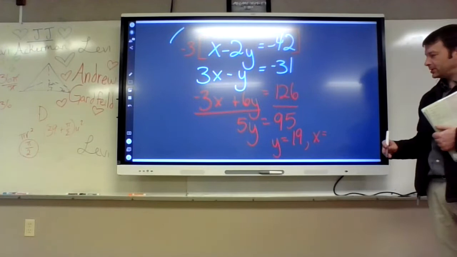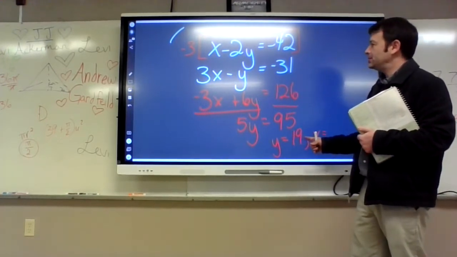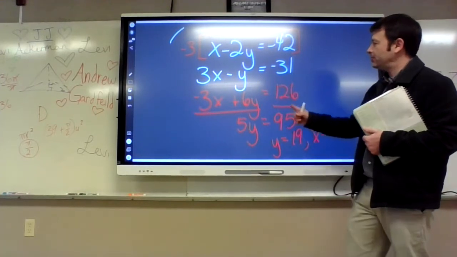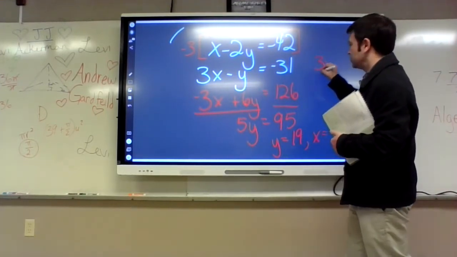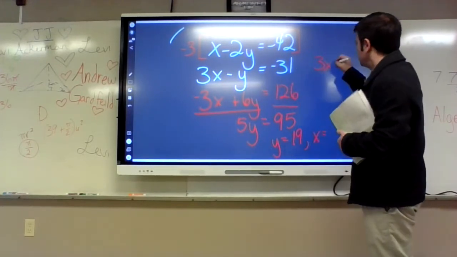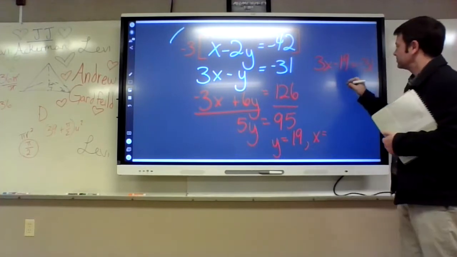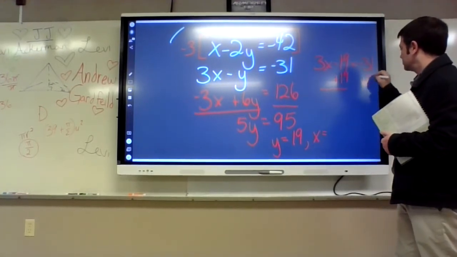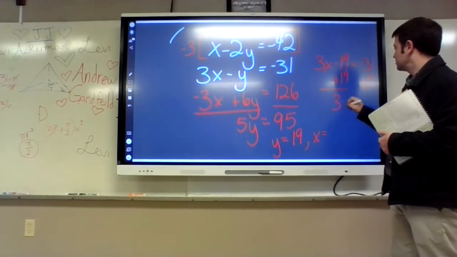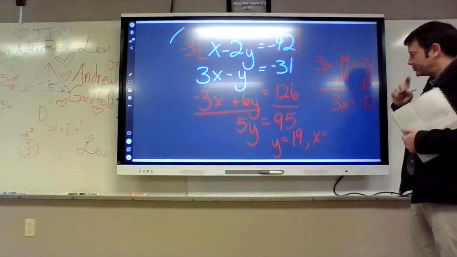Did you eliminate the y's instead? Yeah. Okay, if I put 19 back, let's put it right there, 3x. Which one? I'm going to put it in this one. Minus 19. Okay, what's negative 12 divided by 3?